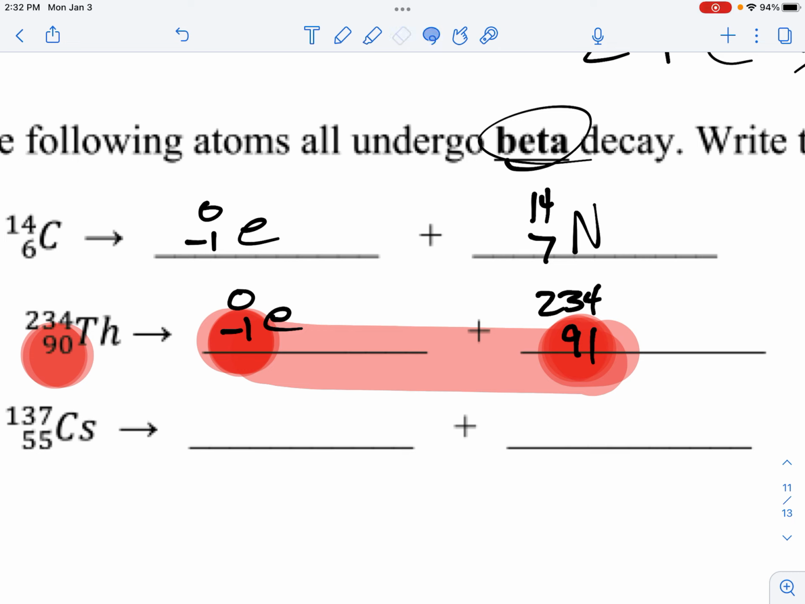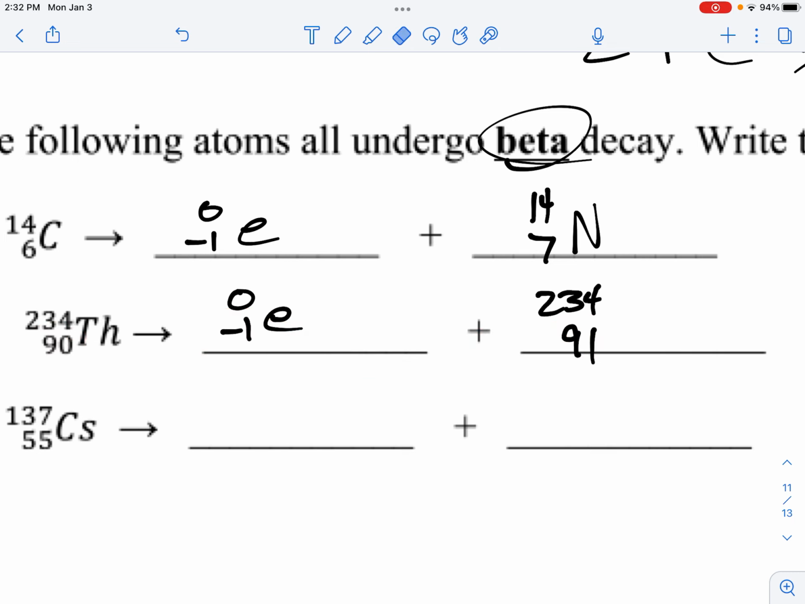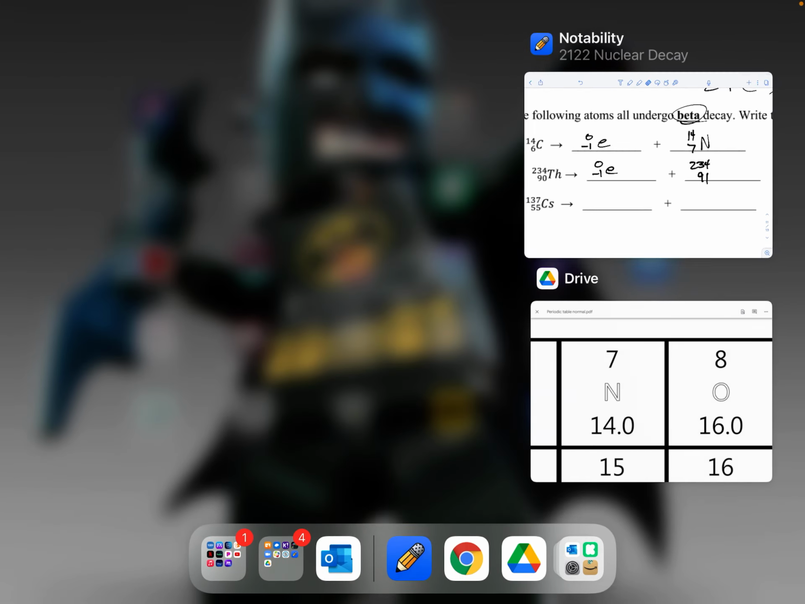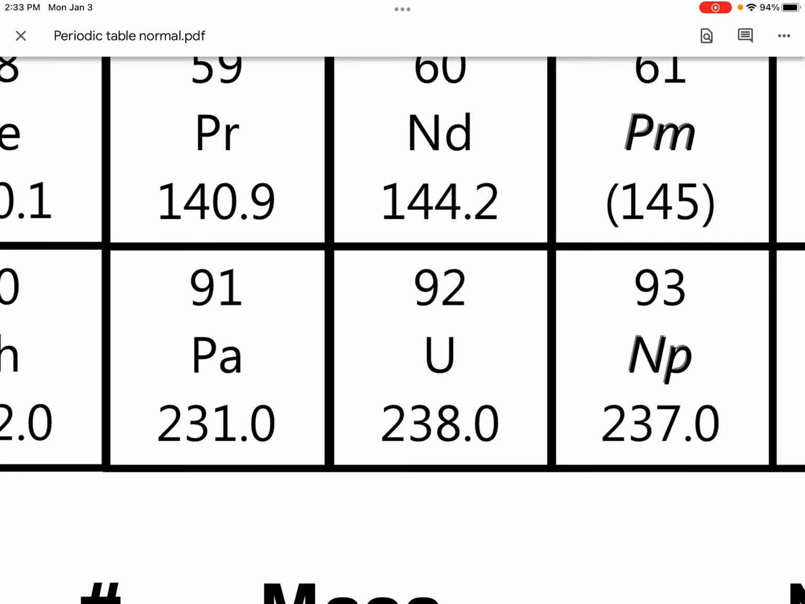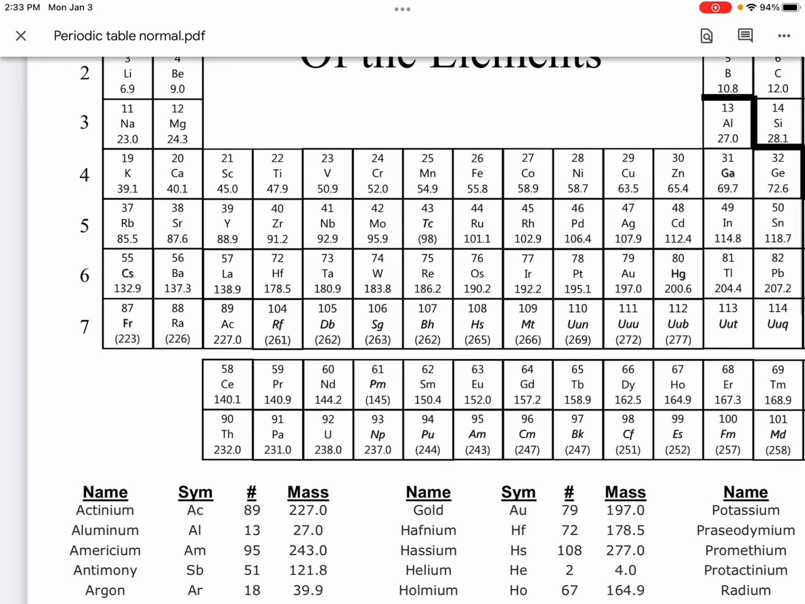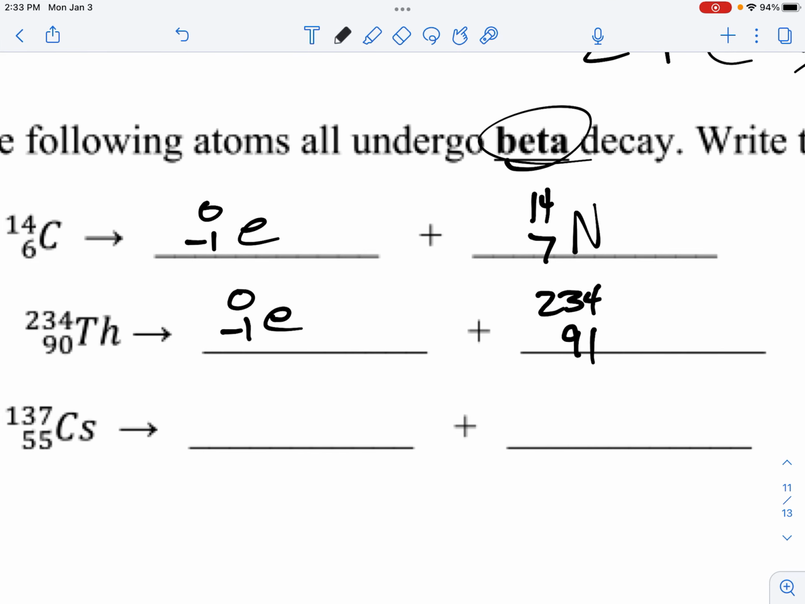So all I have to do now is make sure I don't forget to figure out what element that is. I go back to the periodic table and I find element number 91. There he is. It's back to Pa, protactinium, like so. So that is element P and A.